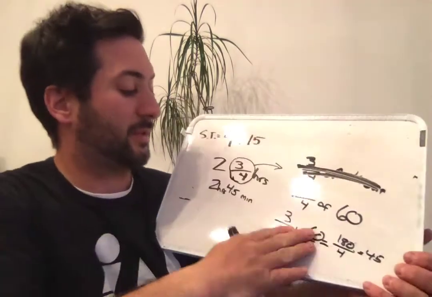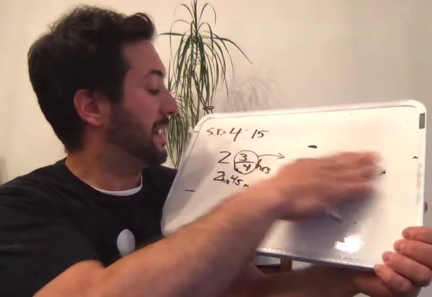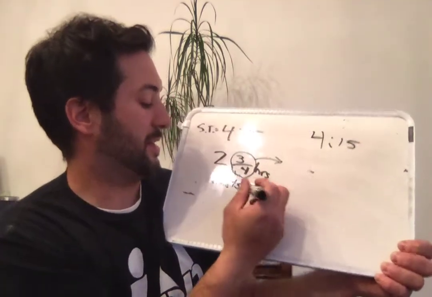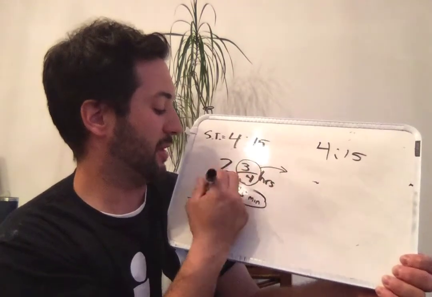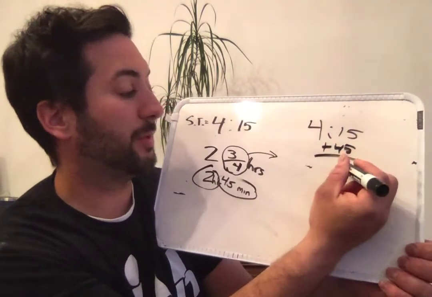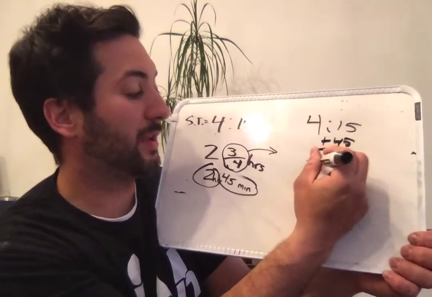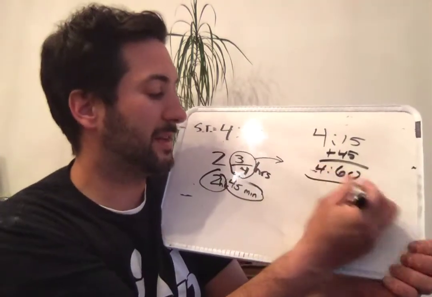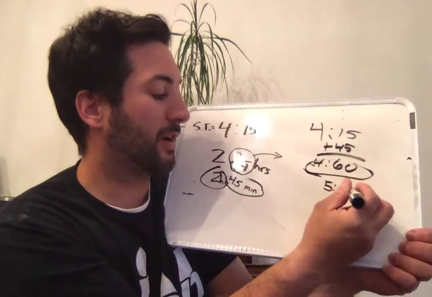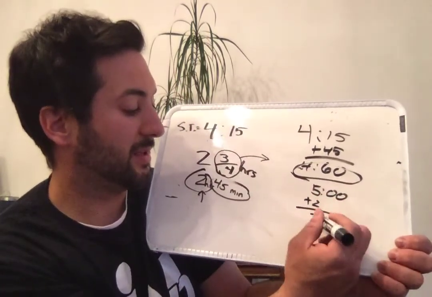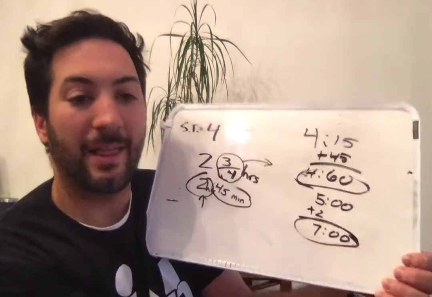Okay, so therefore you do the same thing. Let's erase all this. I just start at 4:15 and do what I did before, except now I'm dealing with 2 hours and 45 minutes. 4:15 plus 45, 15 plus 45 equals 60. But can you have 4 hours and 60 minutes? No. What is that the same as? 5 o'clock, right? And then I add my 2 hours, 5 plus 2 is 7 o'clock. That's my answer. Okay? Kind of tricky.